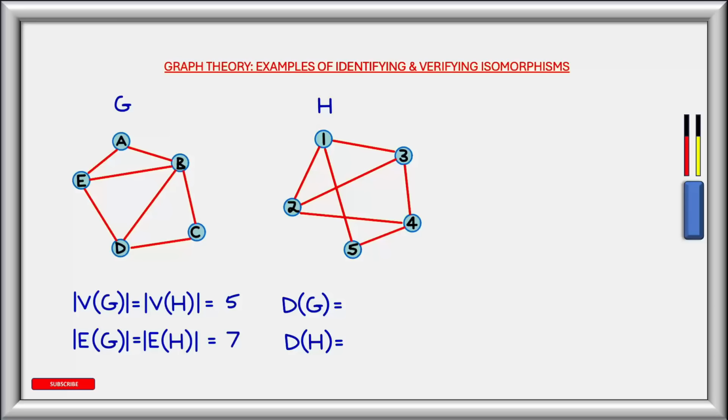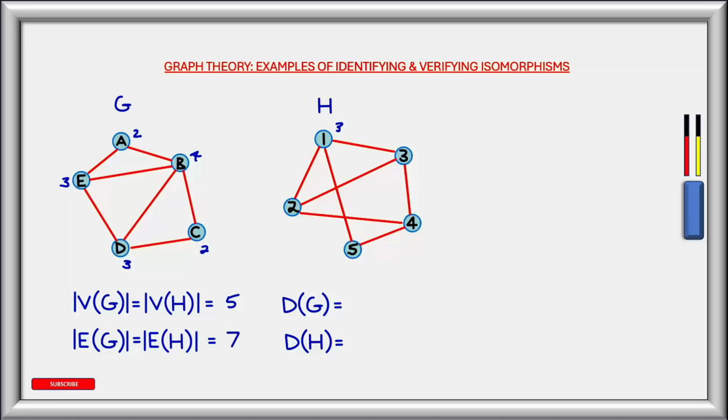So next, we can look at the degree sequence of each graph. So we need to order the number of degrees of each vertex from highest to lowest, and the two sequences need to match. In graph G, vertex A has 2 edges, so therefore the degree of A is 2, and vertex B has 4 edges, so its degree is 4, and vertex E has 3 edges, so its degree is 3, and then D has 3 edges, so its degree is 3, and C has 2 edges, so its degree is 2.